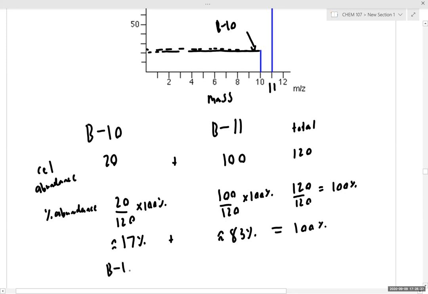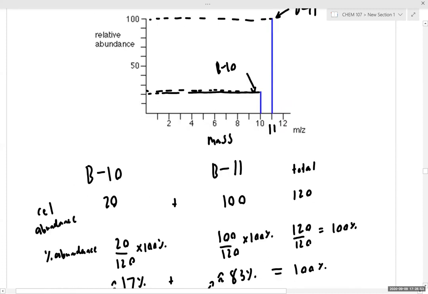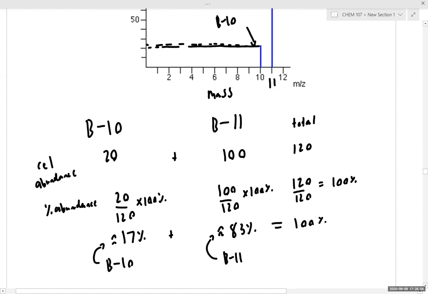So we know that roughly 17% of all the isotopes in nature are going to be boron 10, while 83% of our isotopes will be boron 11. This is giving you a background on how percent abundance is calculated and estimated. Does it make sense to everyone, this idea that we have different amounts of each isotope in nature, and each of those isotopes has a different mass? Any questions on this idea?